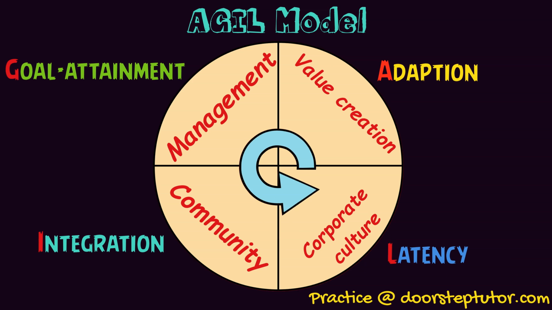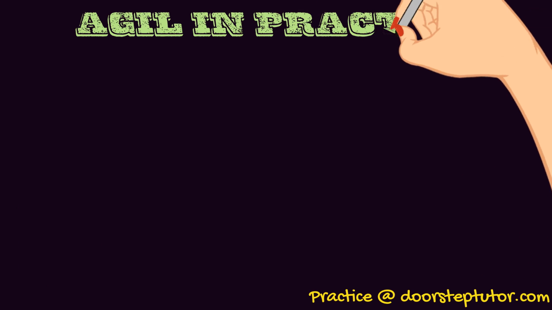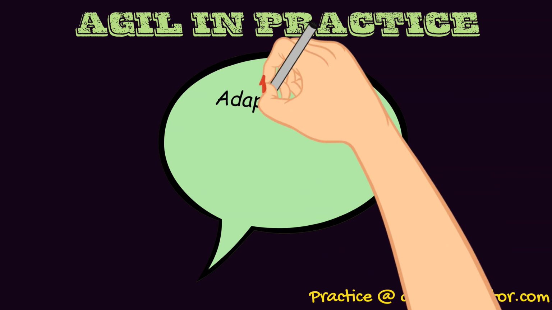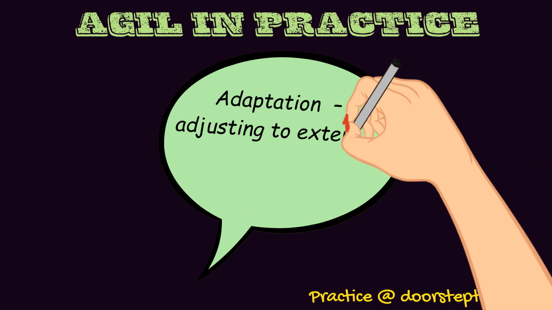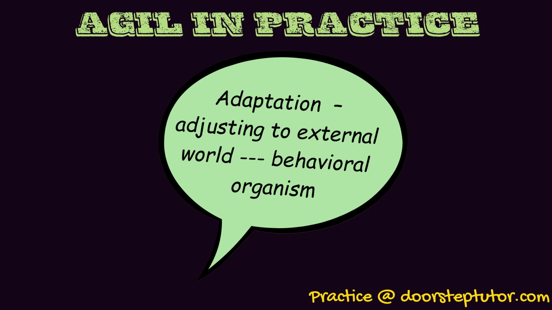Now, coming to the last topic here, AGIL in practice. How can we practice this AGIL model in the social system? Adaptation. Adaptation is adjusting to the external world. Even though we know that society is moving very fast, the culture is changing, technology is changing, so what are we doing? Are we just giving up on it or are we trying to adapt? We are trying to adapt.